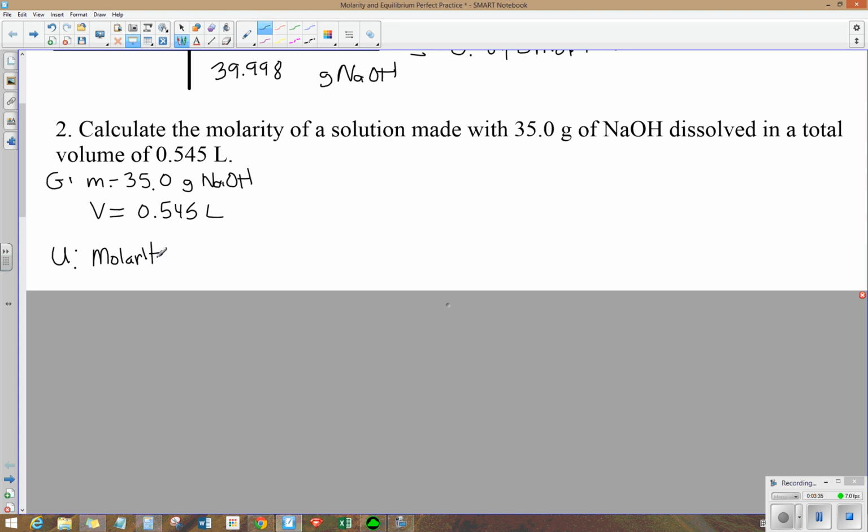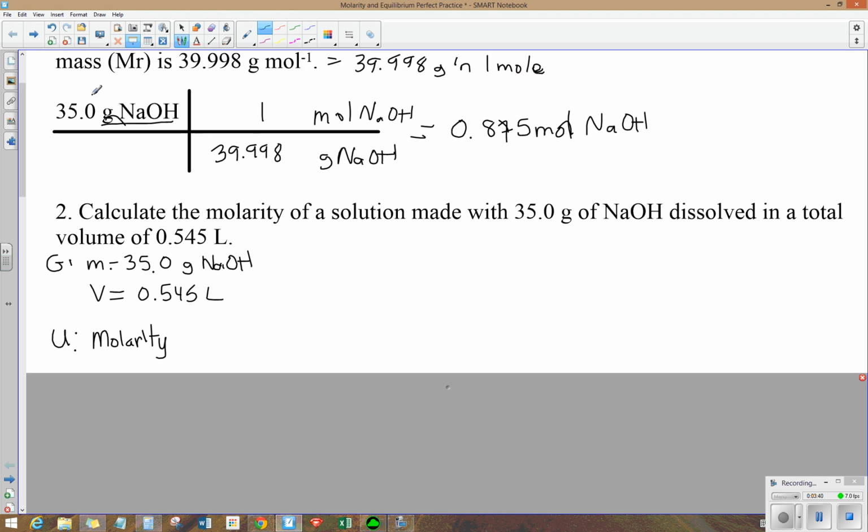In order to do a molarity calculation, we need to know moles. Well, it just so happens that in the previous question, we saw 35 grams converted into moles, so that we know that this is actually equal to 0.875 moles of NaOH. So from this, we can then go in and calculate our molarity.